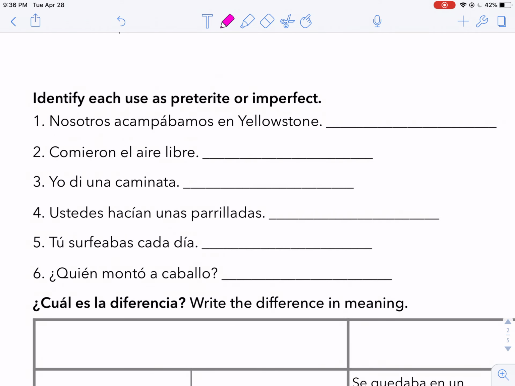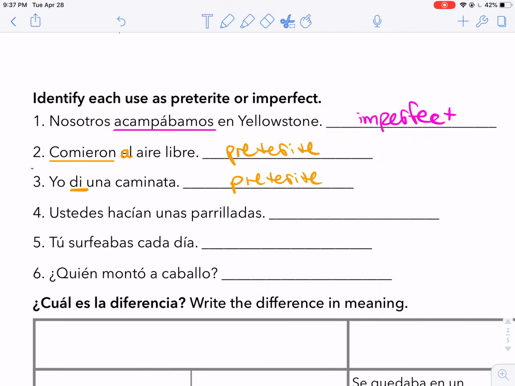Nosotros acampábamos en Yellowstone. That -ábamos tells us that is the imperfect. Comieron al aire libre. They ate outdoors. That is preterite. Yo di una caminata. Preterite. I forgot to translate them. We used to camp in Yellowstone. We ate outside. I went on a hike.